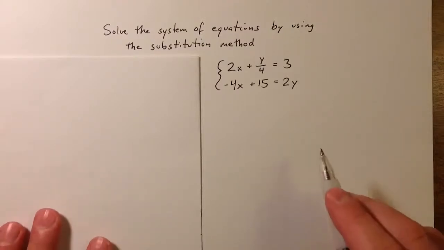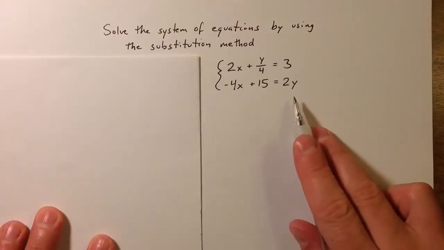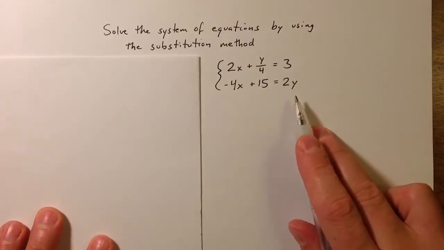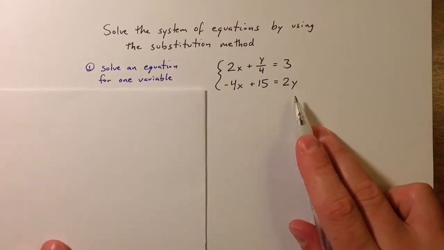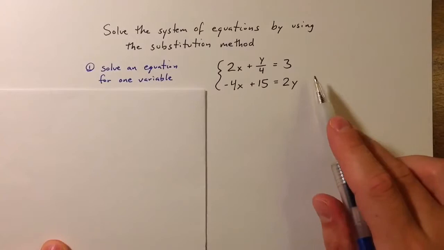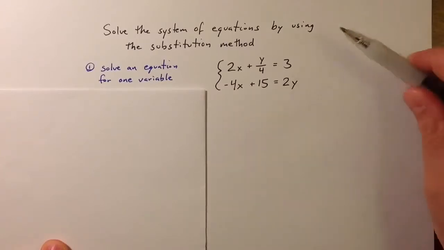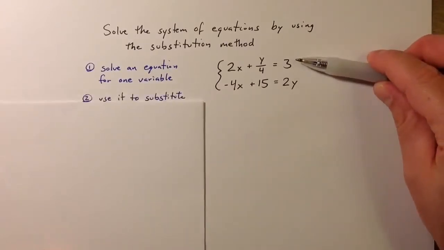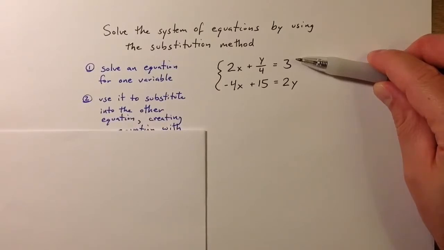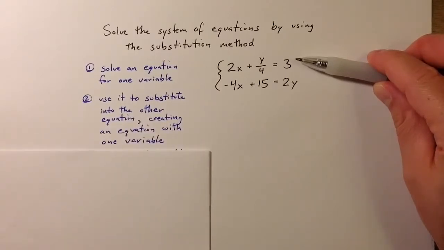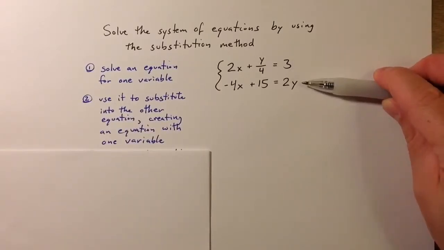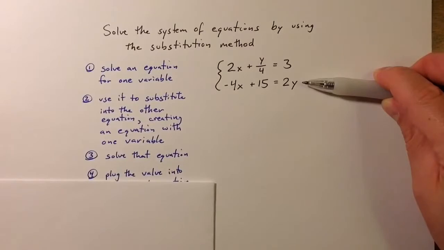Let's take a look at how to solve the system of equations using the substitution method. The process we're going to use here is to solve one of the equations for one of the variables. We'll solve the first one for y. And then we want to use that expression to substitute into the other expression for y. That'll give us an equation in just a single variable that we can solve.